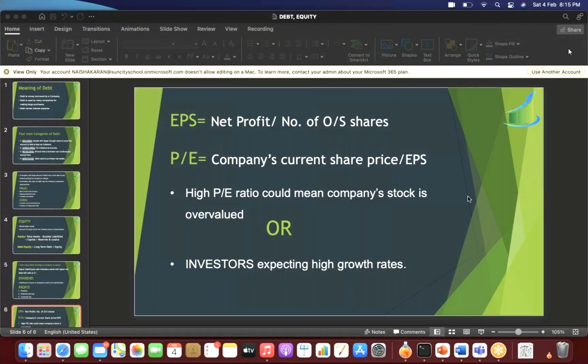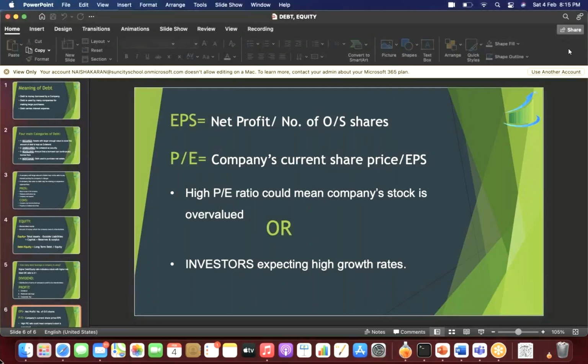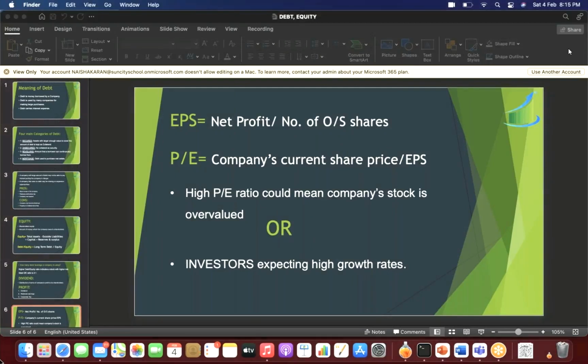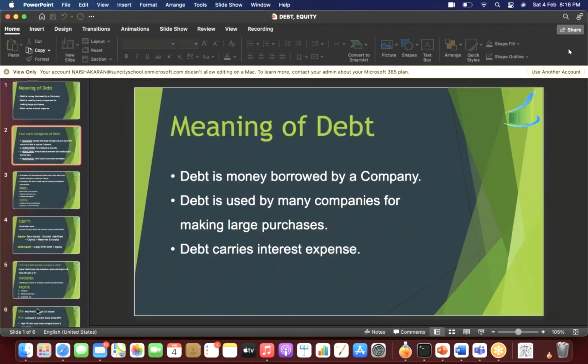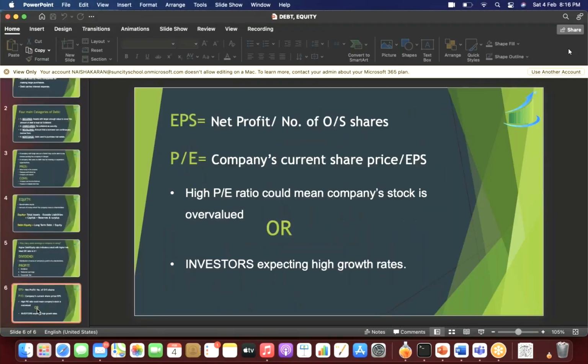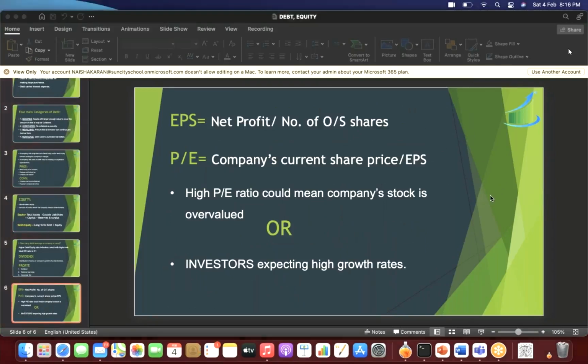Now, there is no ideal earning per share. There is no ideal price earning ratio. Now, ideal debt equity ratio, we know. We know what is earning per share. We know what is price earning ratio.